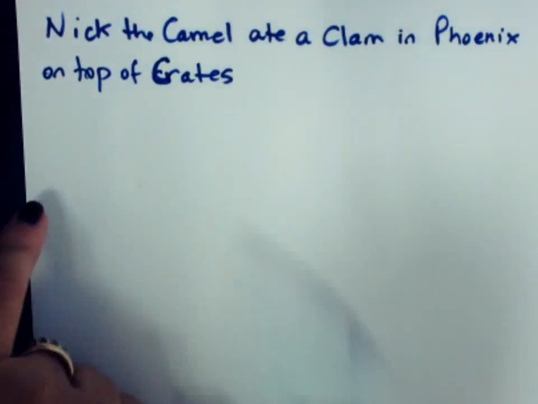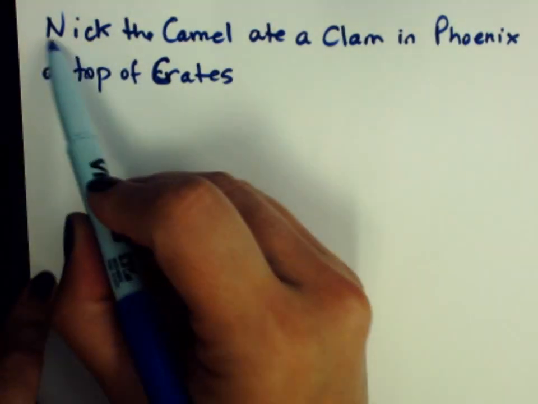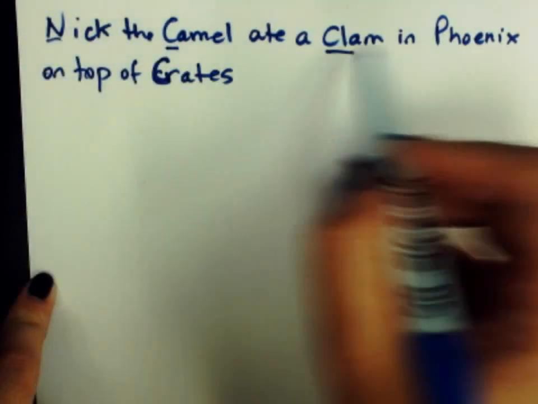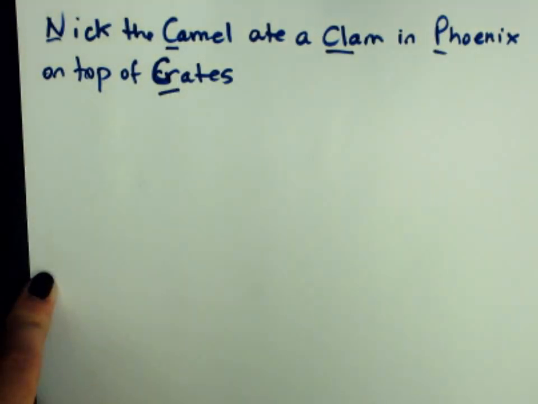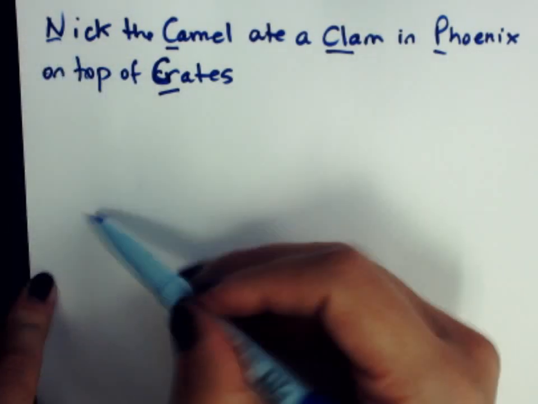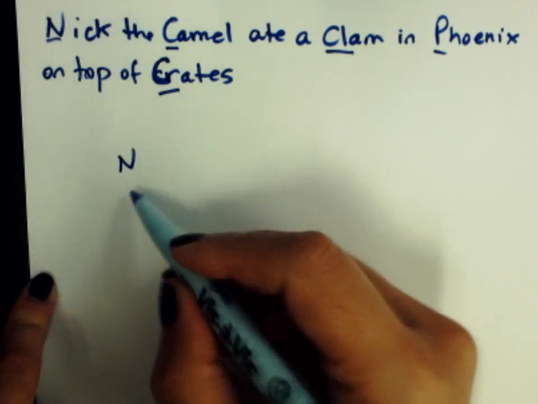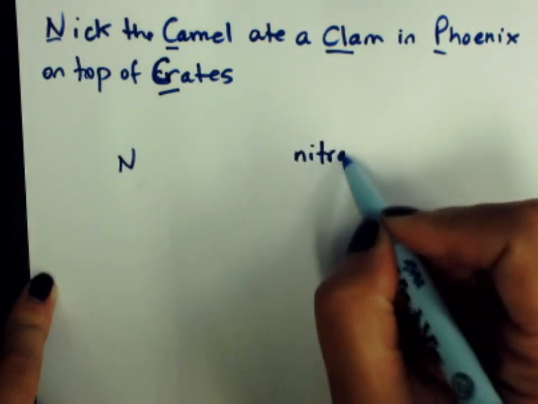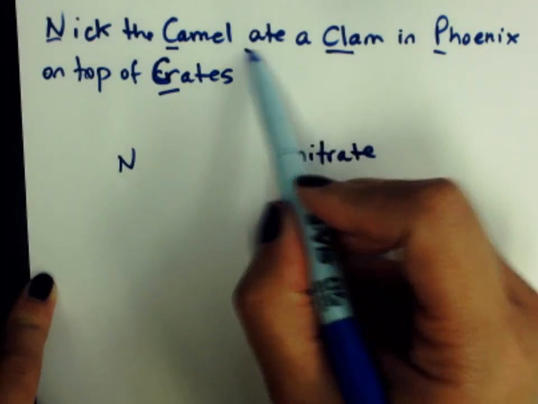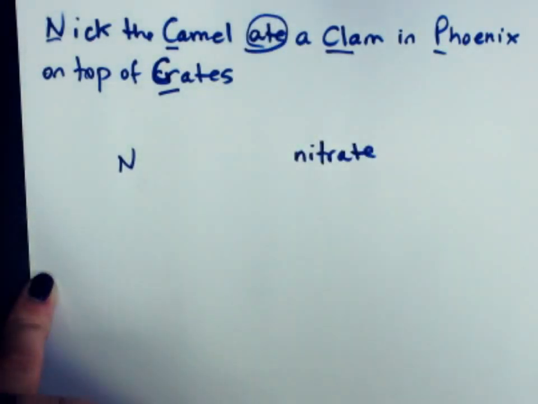Now, one of the things that you need to know about this sentence is that the first letter that I have capitalized, or the first two letters, is going to represent the first element in the polyatomics that are encrypted in this sentence. For instance, we're going to do the polyatomic ion that starts with nitrogen, or nitrate. That's why it's Nick the Camel ate, because I'm giving you an encrypted sentence that shows you all the polyatomic ions whose names end in ate.